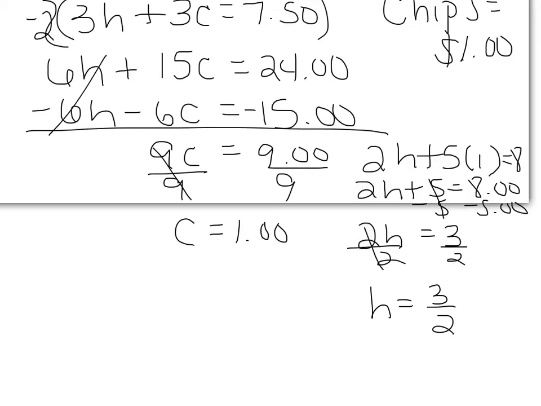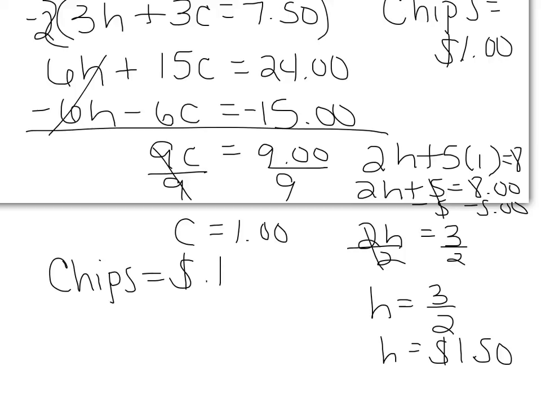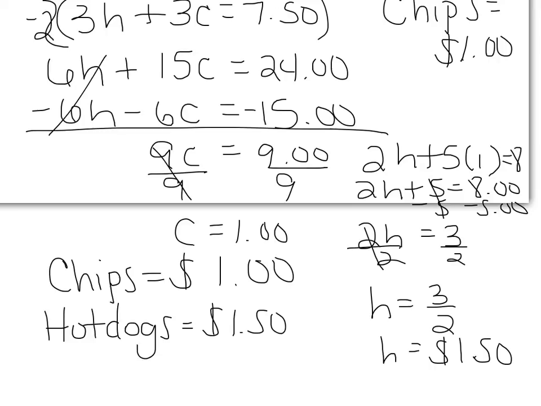Now put that in your calculator. 3 over 2 is 1.5, right? So hot dogs are $1.50. So you've got chips are $1 and hot dogs are $1.50. Okay?